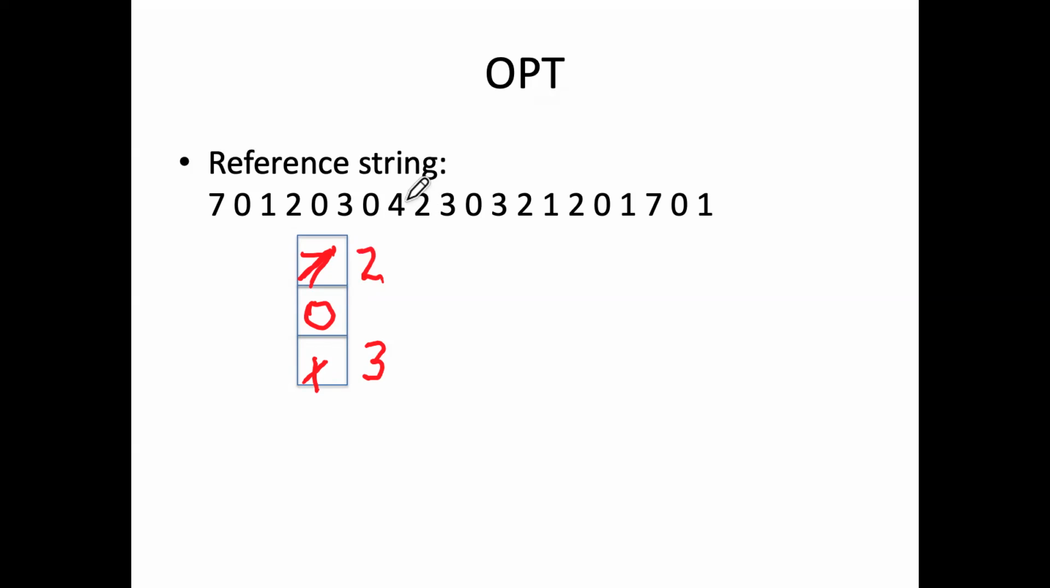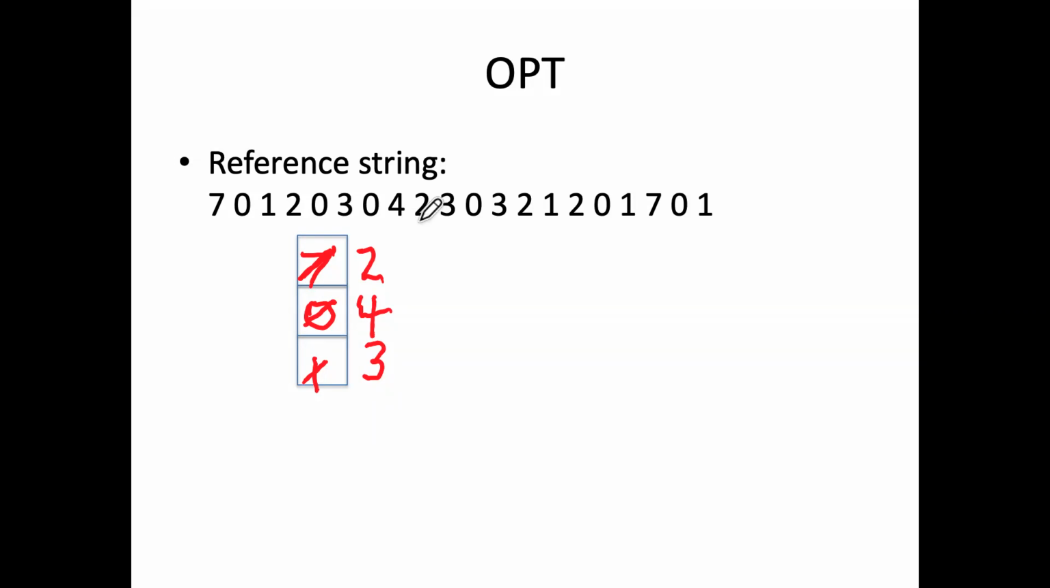Page 4 is not memory resident. Who should I throw out to make room for it? Well, I better not throw out page 2. I better not throw out page 3. So that leaves page 0. I'm going to throw out page 0 to bring in page 4. Now we're up to 6 page faults.